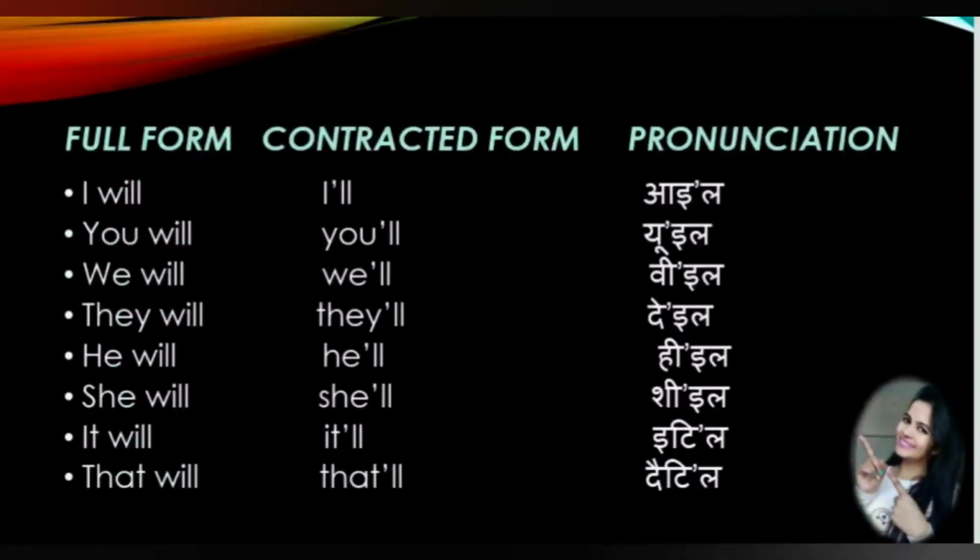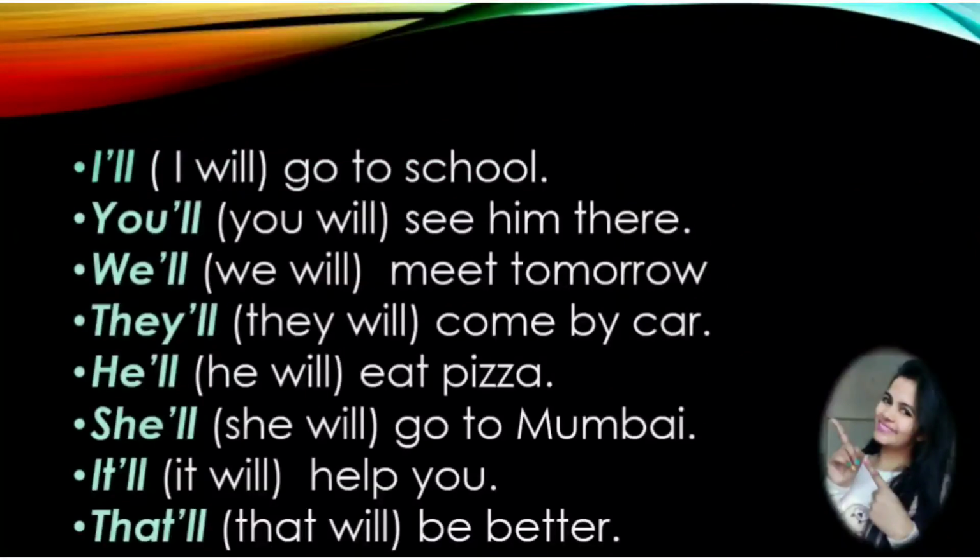I will becomes I'll. You will becomes you'll. We will becomes we'll. They will becomes they'll. He will becomes he'll. She will becomes she'll. It will becomes it'll. That will becomes that'll. Let's see these words in sentences.